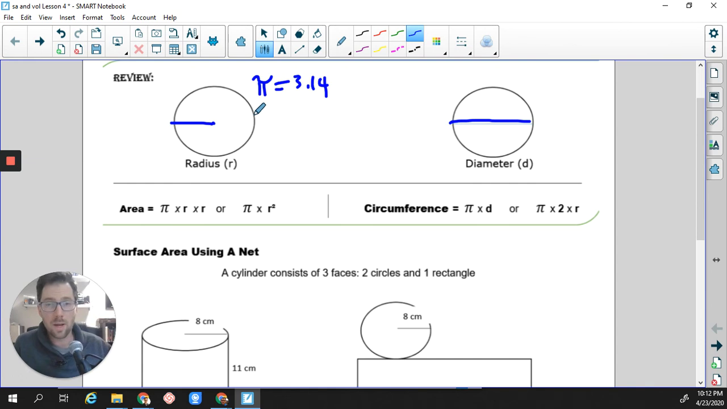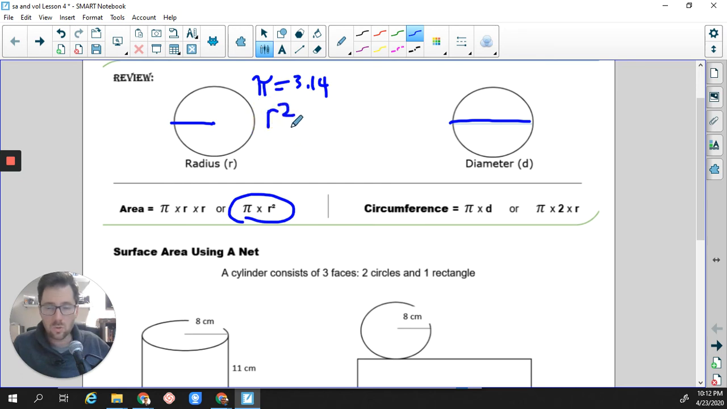But if you're using the pi button, or if you have pi memorized to like the 17th digit and you want to use that for all your calculating, that's totally cool. Your number is going to be slightly off from us, but you'll know that's probably close enough in the answer key. Okay, so we got pi. Now, another thing here, you're going to see this area calculation is pi times r squared.